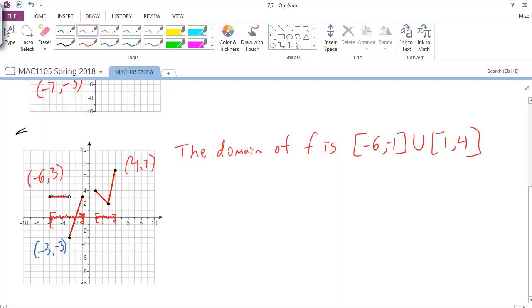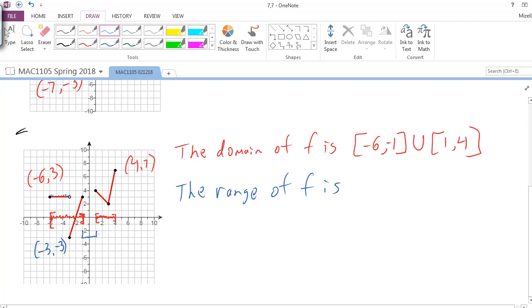What's the range? How low does the graph go? What is the y-coordinate of the lowest point on this graph? Well, I think it's -3. It goes as low as -3. It's a solid dot, meaning that -3 is in the range.